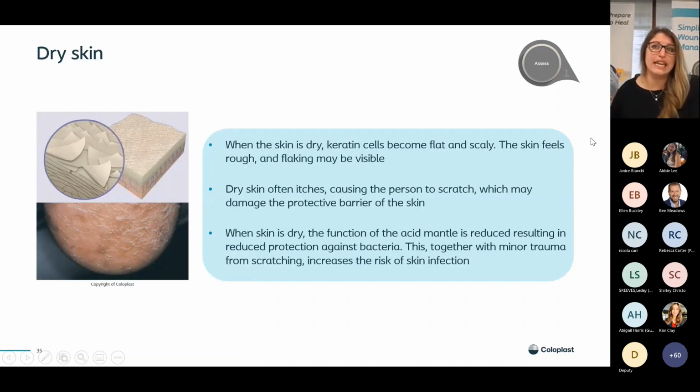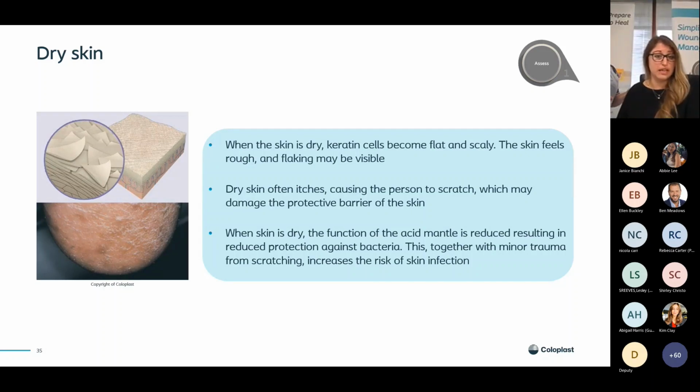So dry, scaly skin. Now, I'm sure everybody has seen leg dressings when we remove those bandages and that big cloud of dry skin that comes off. And so this dry skin is caused by the keratin cells. They become very flat and scaly, and the skin can feel very rough, can be very flaky, but can also be very itchy for that patient. And again, we can get stuck in that itch-scratch cycle.